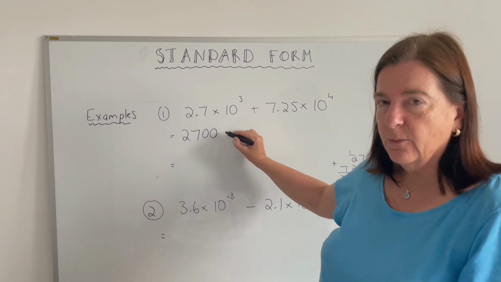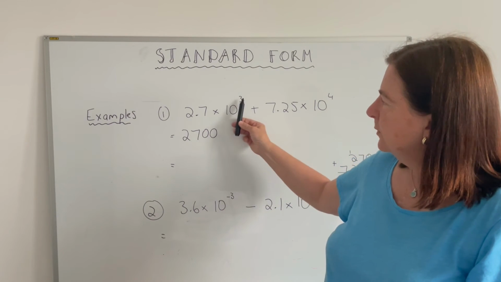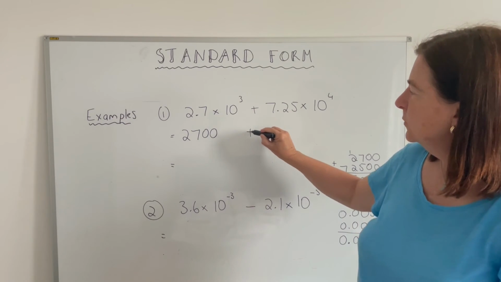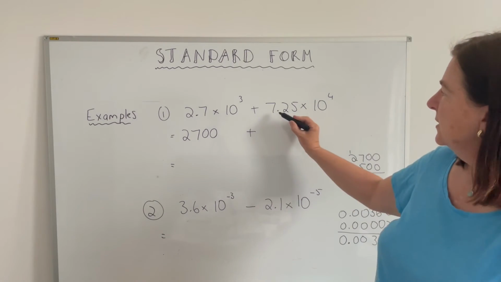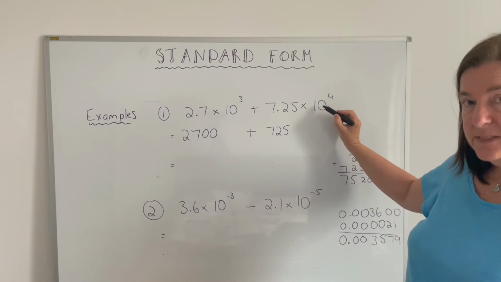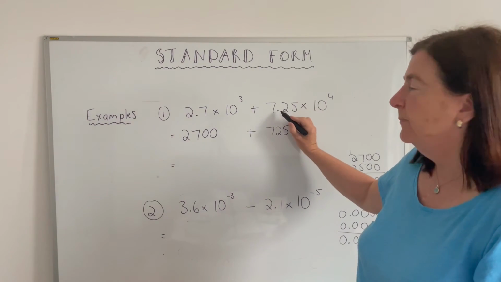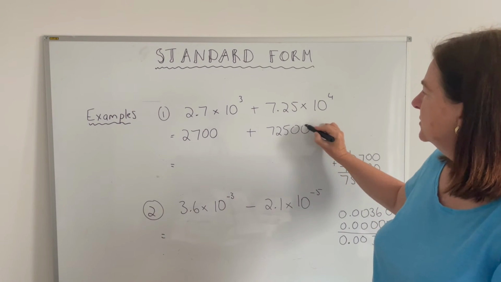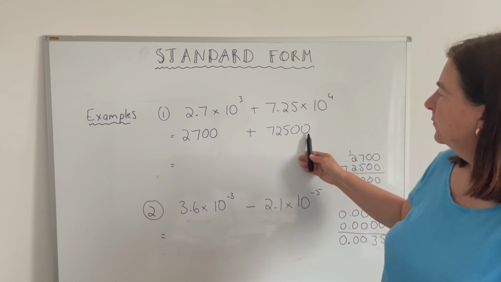I'm not sure if there's another one or not, so let's check. The decimal is there, and I've moved it 3 places, 1, 2, 3. So that's right. And then I need to also change the second number to an ordinary number, not standard form. So this is going to be 725. And because it's times 10 to the power 4, I would move the decimal 4 places to make it bigger. 1, 2, 3, 4. So it looks like I'm going to have another 2 zeros. Let's just check. It was originally there. 1, 2, 3, 4. Correct.